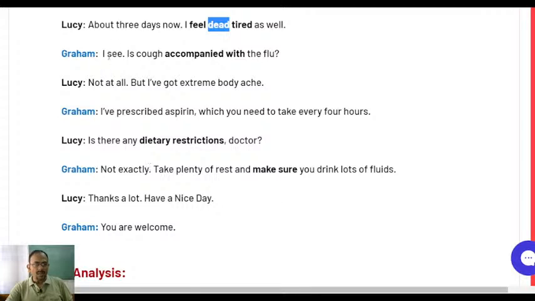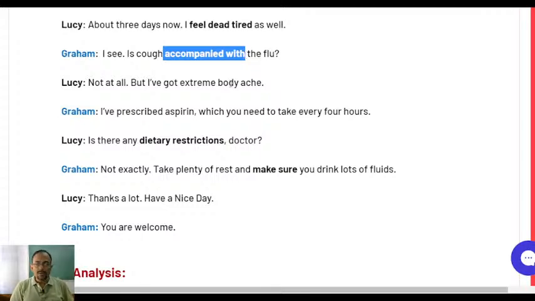And then Graham says, I see, is cough accompanied with the flu? Always remember, dear students, accompanied with is a standard phrase which means are you having cough with the flu, right? Are you having cough and flu? Understood? Or it's just flu, not cough. So he's asking, is cough accompanied with the flu? See, in Western countries, in European countries, they do not say fever in spoken English. They say flu.